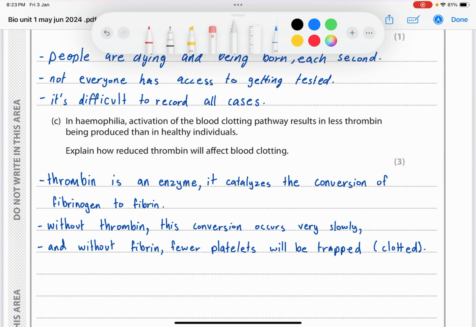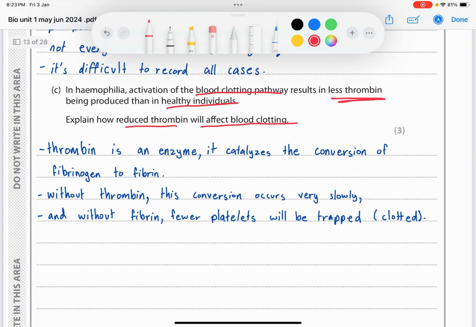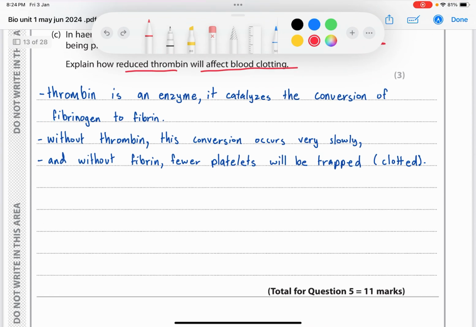Moving on, in hemophilia, activation of the blood clotting pathway results in less thrombin being produced than in healthy individuals. Explain how reduced thrombin will affect blood clotting. We know that thrombin is an enzyme and it catalyzes the conversion of fibrinogen to fibrin. Without thrombin, this conversion occurs, but at a very slow rate. Therefore, without fibrin, fewer platelets will be trapped and clotted.